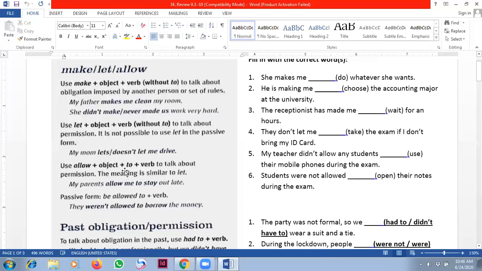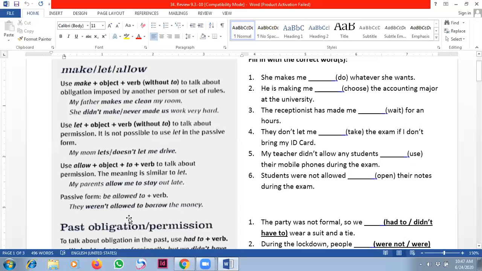Next is allow. Allow is used to talk about permission as well. The meaning is similar to let. My parents allow me to stay out late. It is okay for me to stay out late. So allow, but the meaning is similar. But allow is followed by to infinitive. Let is followed by verb 1.